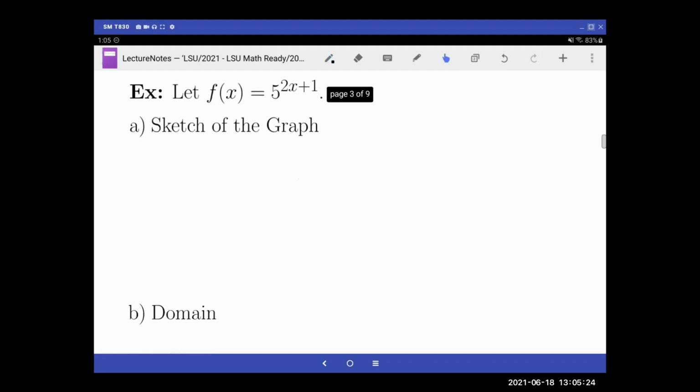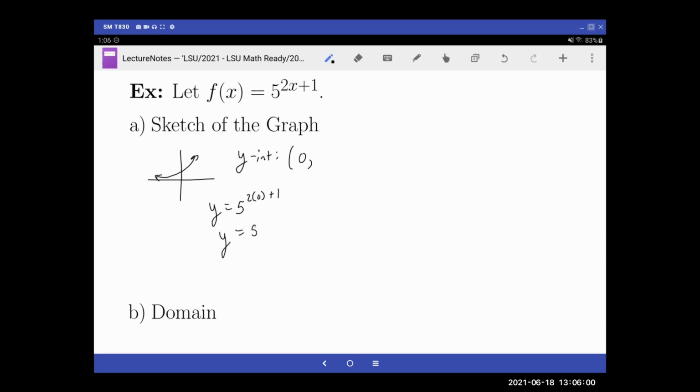Let's work out this function right here and find several things. The first thing we're going to look for is the sketch of the graph. I would recommend that we take into account what the graph generally looks like, which is something like this, and find the intercepts. At least find the y-intercept. Remember, the y-intercept occurs when you plug in 0 for x. So y equals 5 to the 0 plus 1 power, which is just 5. So the point is (0, 5).